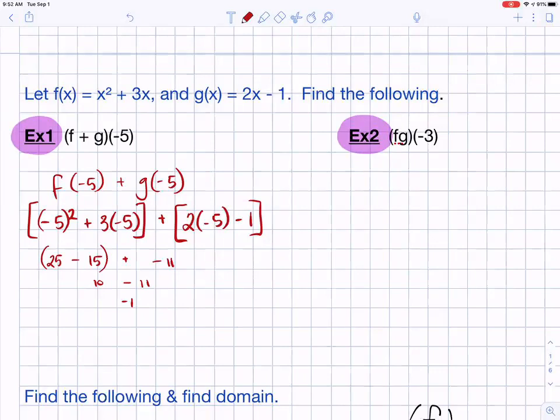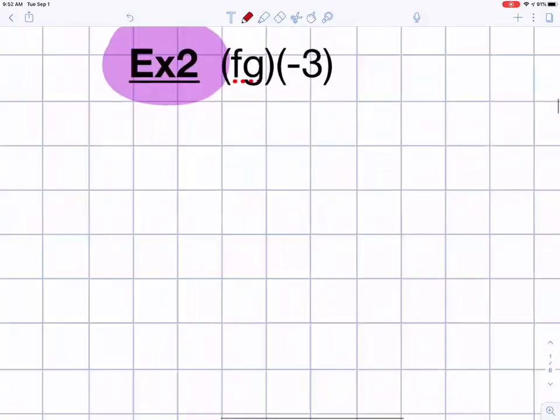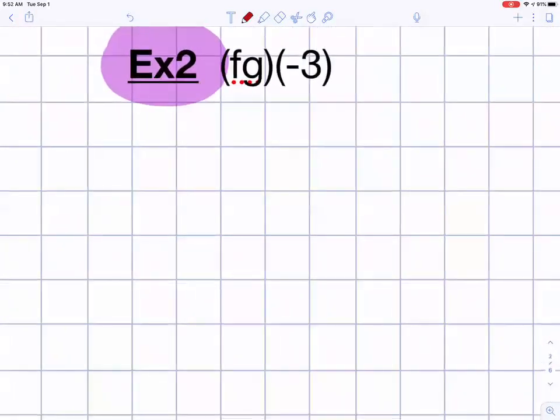Let's go to example 2. According to the video, what's the better way to write example 2? f of -3 times g of -3. Because there's no plus sign in there, it's times. Treat them just one at a time.